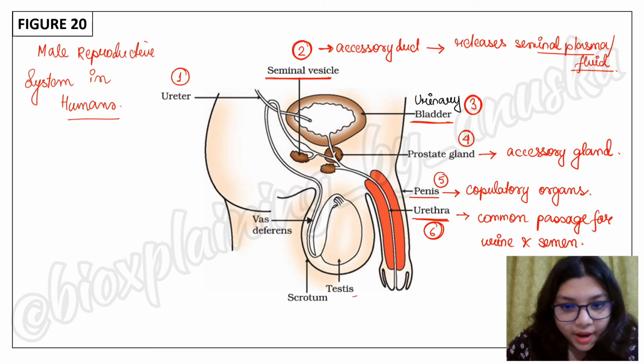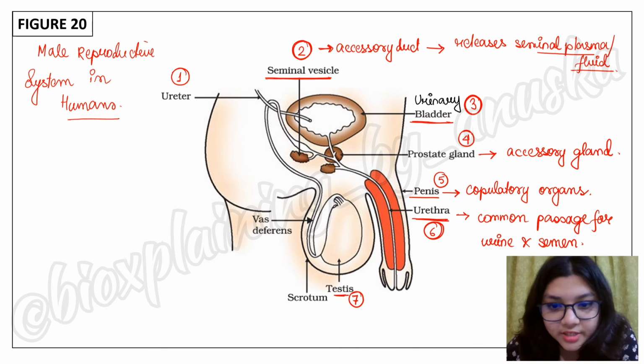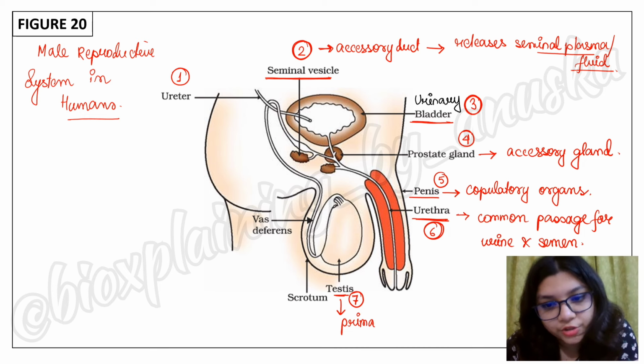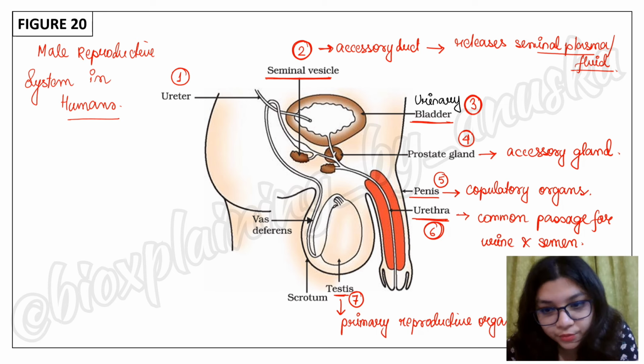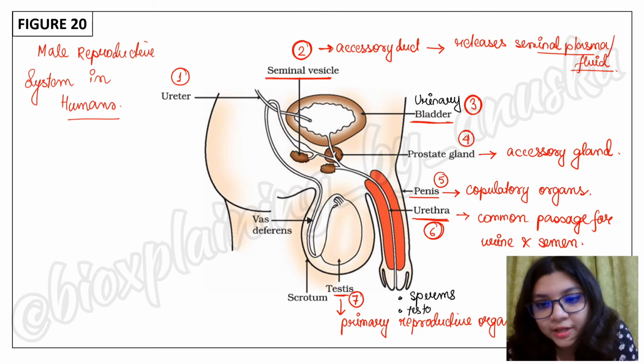Part number 7 refers to the testis. The testis is the primary reproductive organ in the male body. What is its job? What does it produce? It has 2 jobs. The first job is to produce sperms, and the second is to produce the male hormone, testosterone.